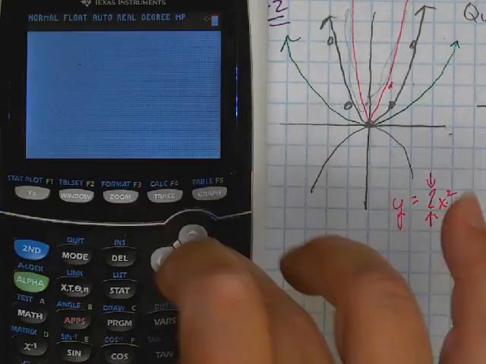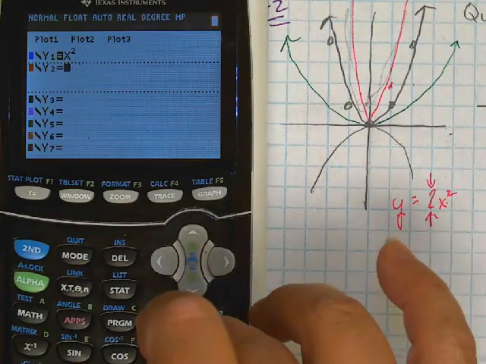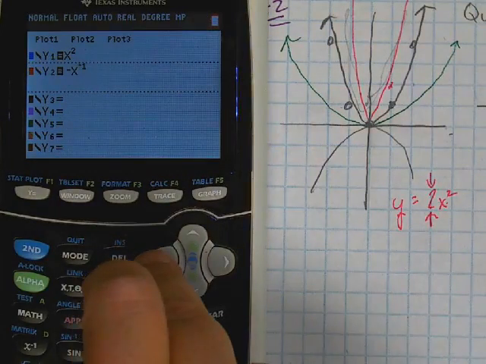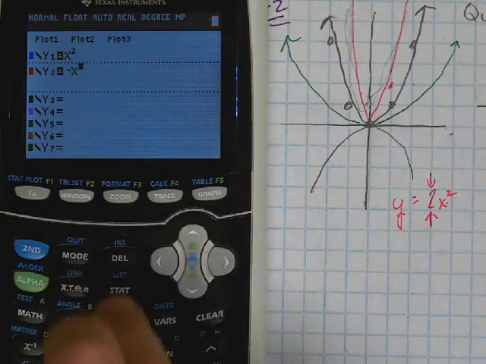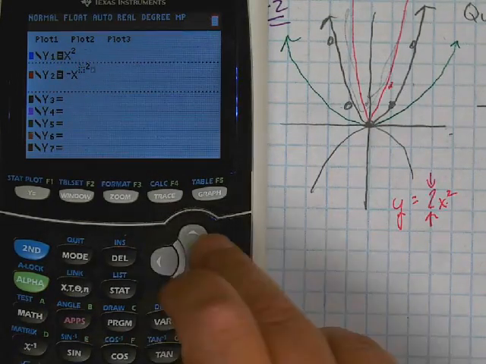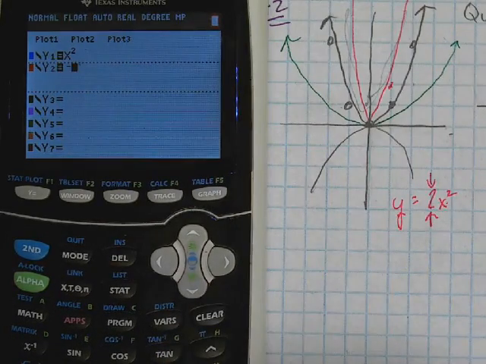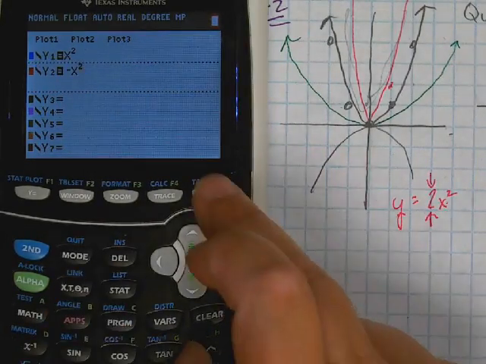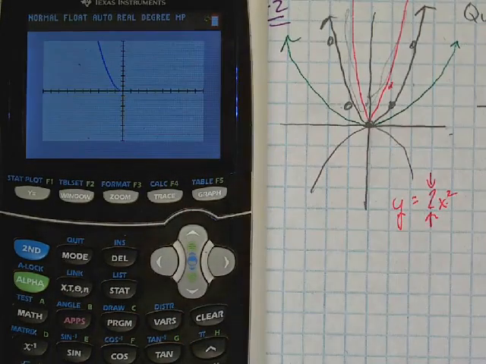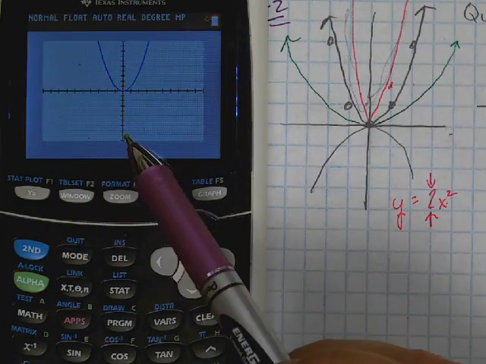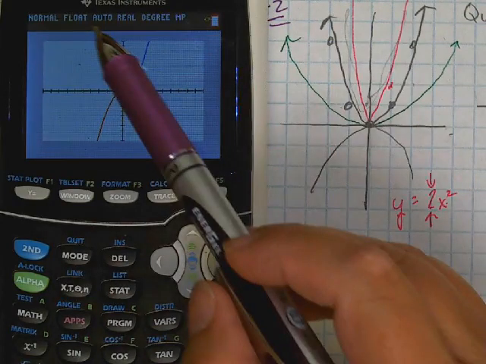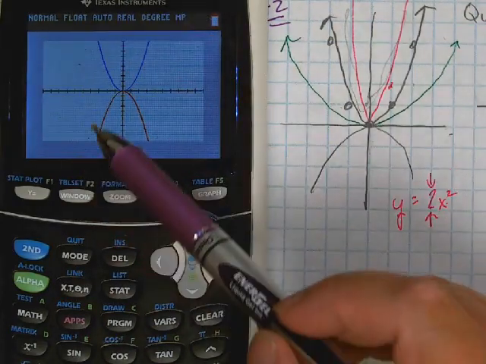Let's go back. I'm going to change it. And this time I'm going to type in negative x squared. Typed in the wrong thing here. Better do it again. Negative x squared. So this thing should reflect over the x-axis. All the y values now become negative. So it's a reflection of the quadratic that I had before. Here's x squared, and negative x squared looks like this.